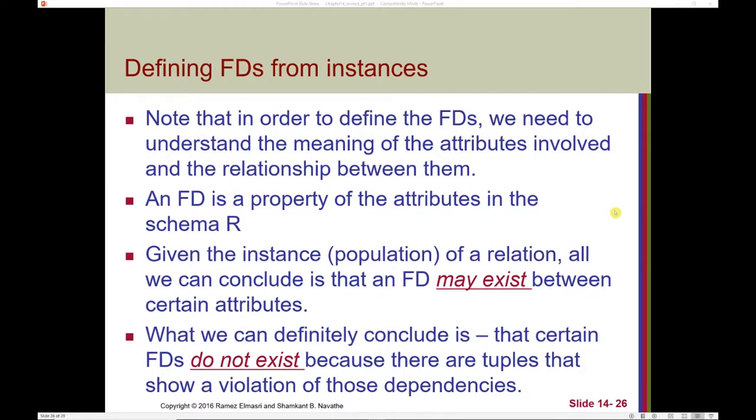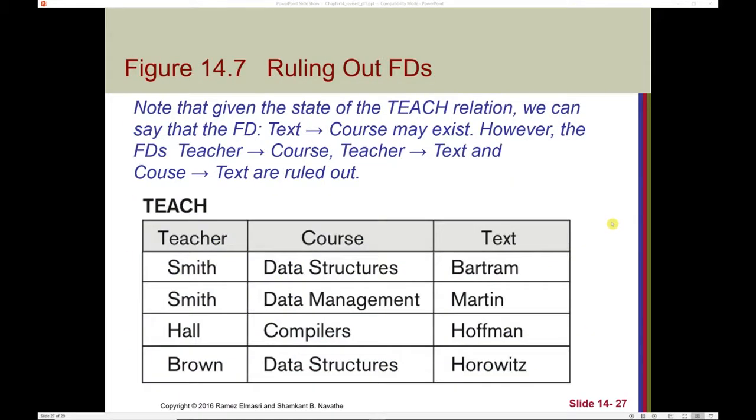Given the instance or a particular state of a relation, all we can say is that a functional dependency may exist between certain attributes. We can't prove that it is a functional dependency, but we can say that it might exist. What we can definitively conclude, though, is that certain functional dependencies do not exist because there are tuples that show a violation of those dependencies.